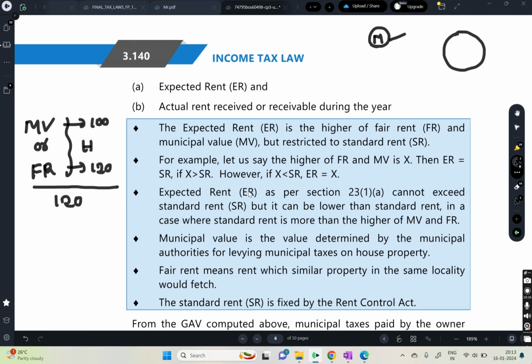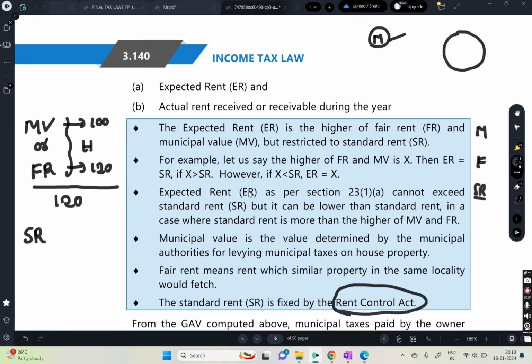Okay, then there is something called standard rent. They will only give it in the question. What is the standard rent? This standard rent is fixed according to the Rent Control Act. So we have three things here. One is municipal value, and fair rent based on the locality, which people will decide, and then standard rent is basically decided by the Rent Control Act.